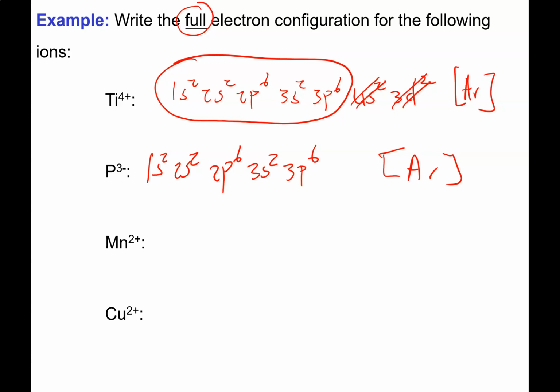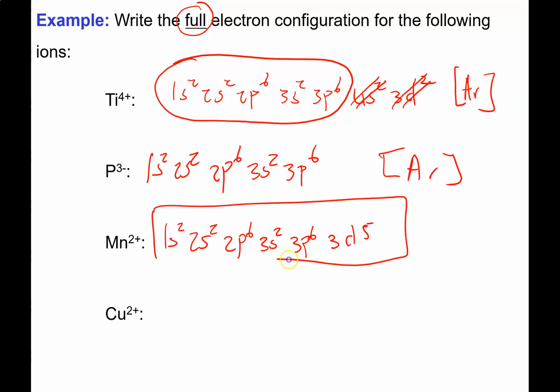So manganese has 25 electrons in the neutral atom. So 1s2, 2s2, 2p6, 3s2, 3p6, 4s2, 3d, and now I'm paying attention to where it is. It's 3d5. Okay, and I have to take away 2 electrons. They're going to come from the s first. So that's my electron configuration for my manganese 2+, 3d5. You can see that that doesn't correspond to a noble gas configuration.